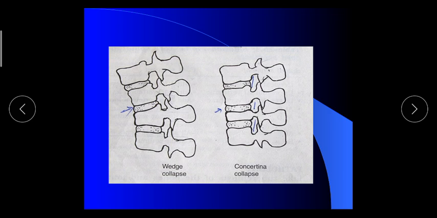There are two types of collapse: one is the wedge collapse and the other is the concertina collapse. In wedge collapse, the anterior part is more destroyed and collapsed, so it forms a wedge, a triangle shape. You can note that the disc is normal because this is the central type, and here the collapse is equal in the anterior as well as the posterior part. So it is a concertina collapse. Here also the disc space is normal, because this is the central type.